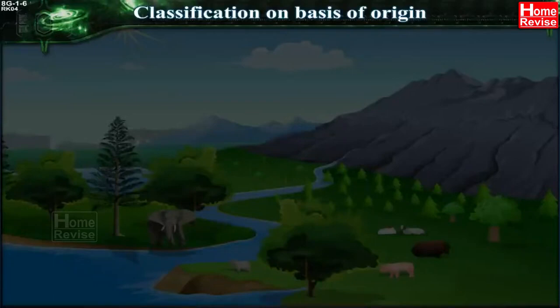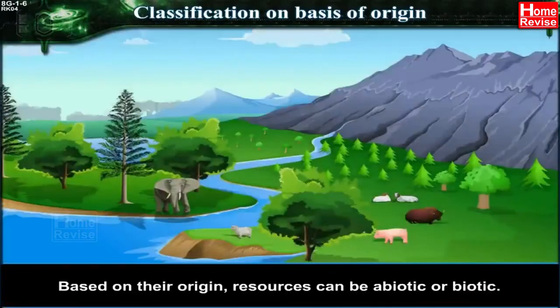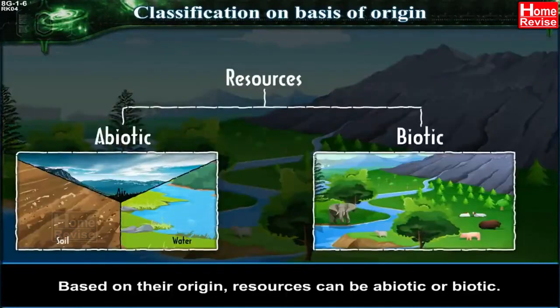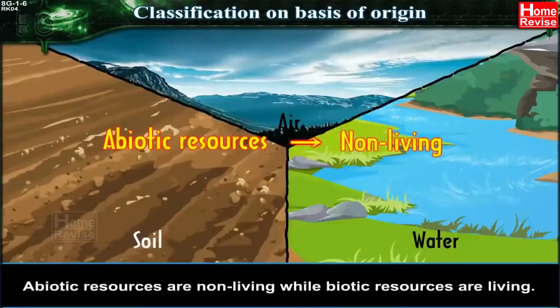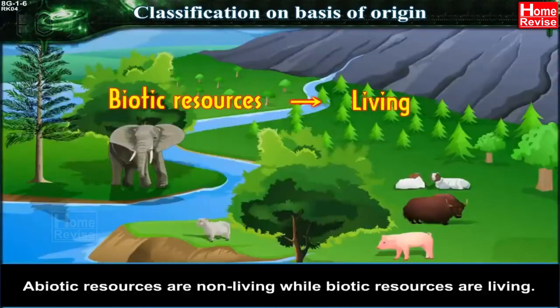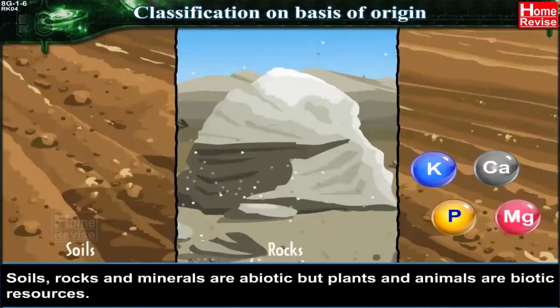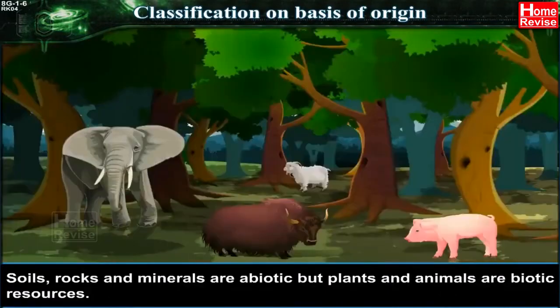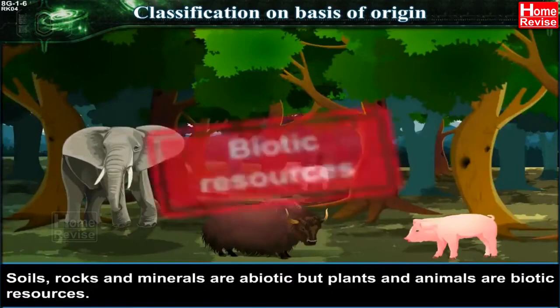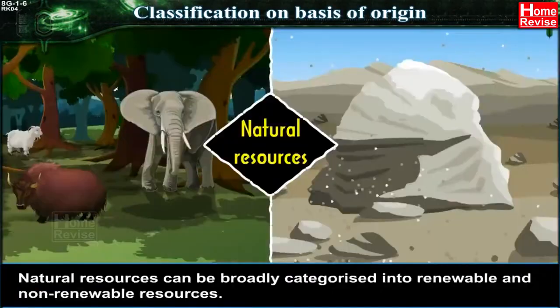Classification on basis of origin. Based on their origin, resources can be abiotic or biotic. Abiotic resources are non-living, while biotic resources are living. Soils, rocks and minerals are abiotic, but plants and animals are biotic resources. Natural resources can be broadly categorized into renewable and non-renewable resources.